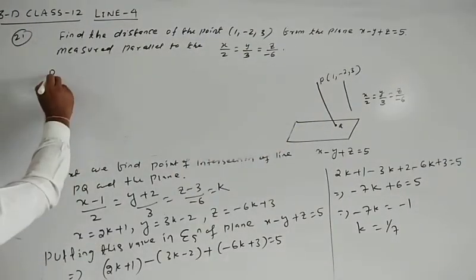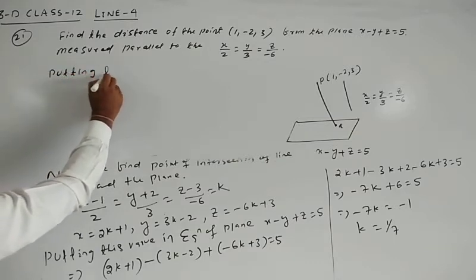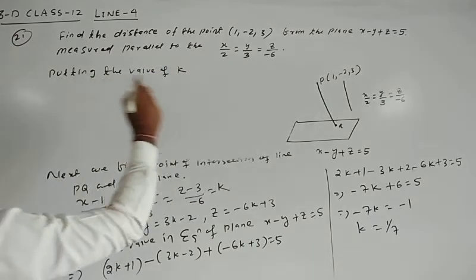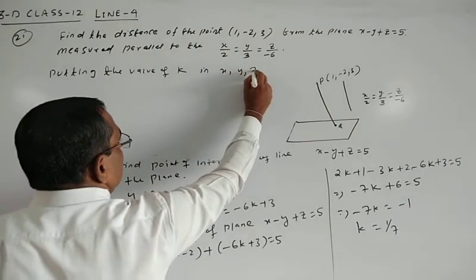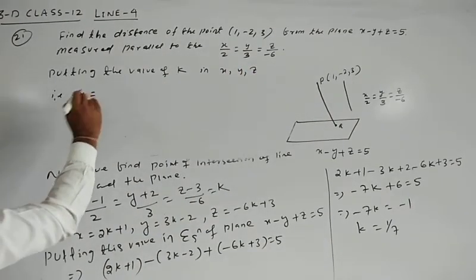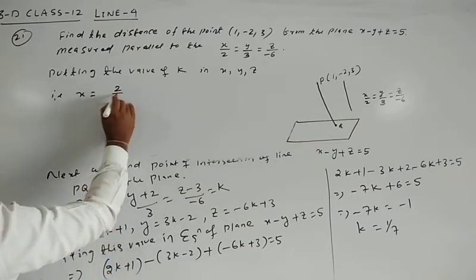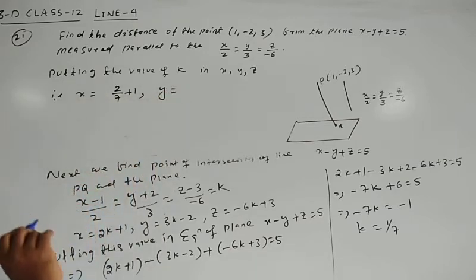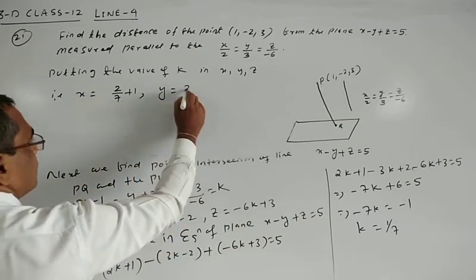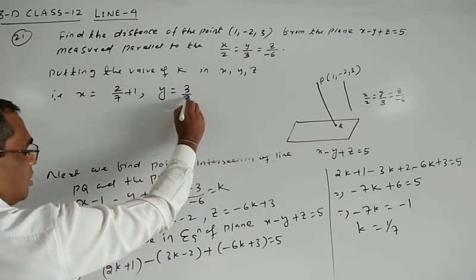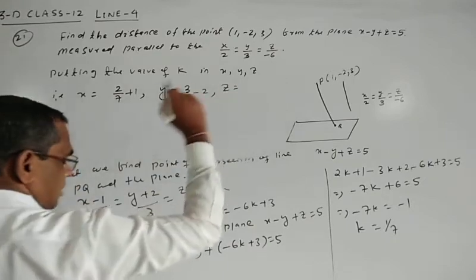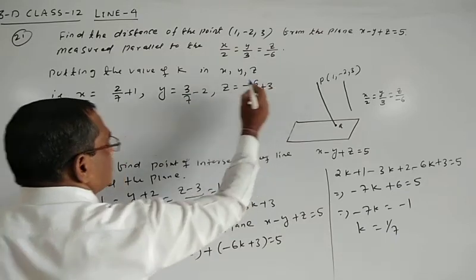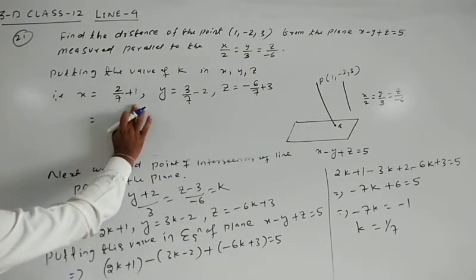Putting the value of k in x, y, z. That is x is equal to 2k, so 2 by 7 plus 1, and y is equal to 3k. 3 into k means 1 by 7, so 3 by 7 minus 2, and z is equal to minus 6k plus 3, so minus 6 by 7 plus 3. So x is equal to 2 plus 7, 9 by 7.